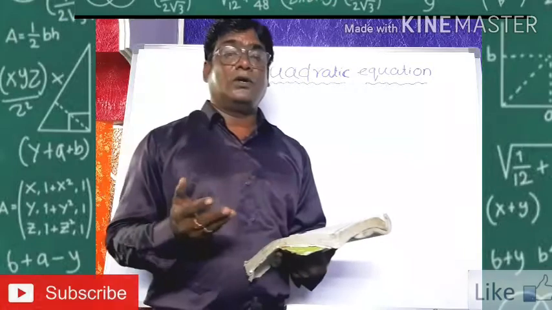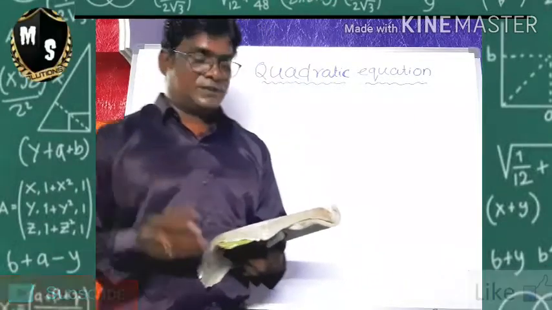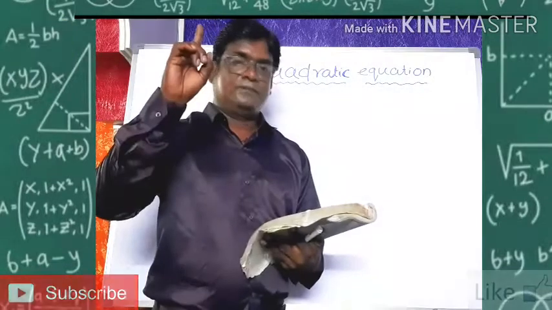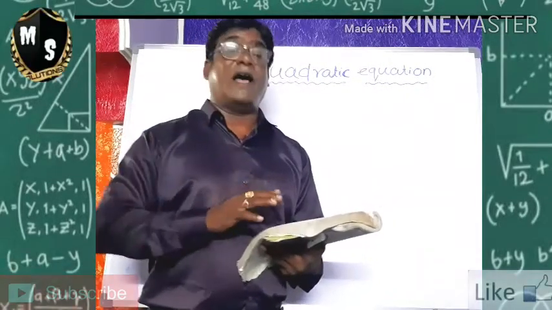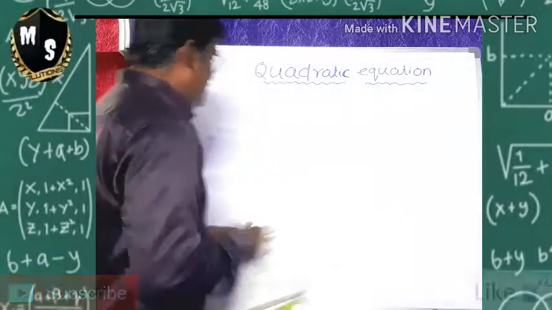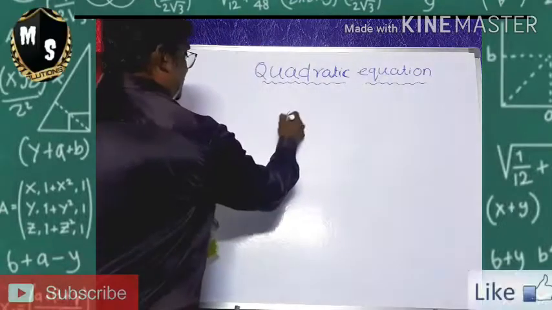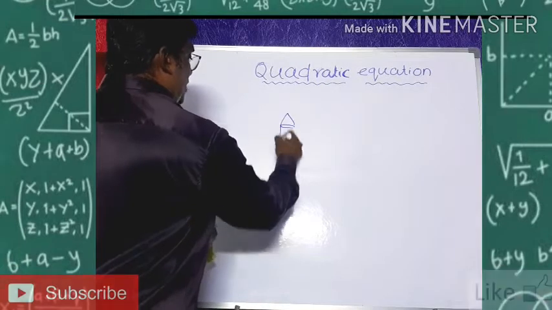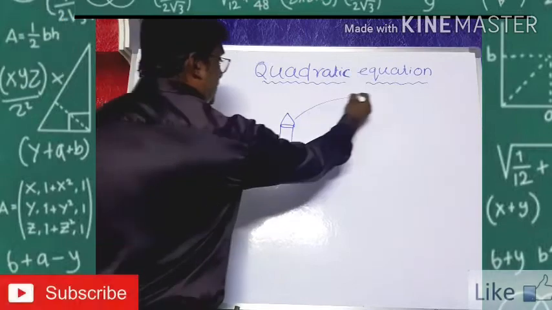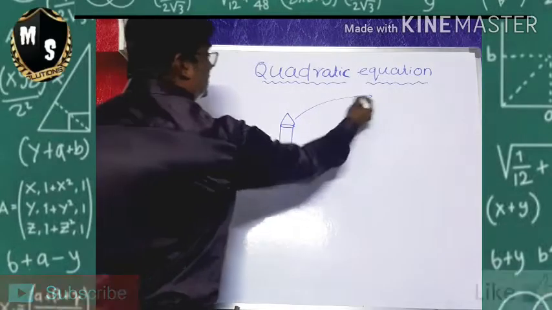So what are the uses of the quadratic equation? You see in your textbook, it is written first: when a rocket is fired upward. Suppose a rocket is fired, here I am firing a rocket. When I start firing, the path of the rocket, suppose the rocket is going in this way, this is called the trajectory.